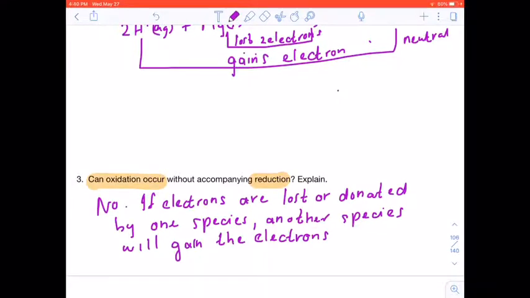You will hear the term in grade 11, oxidation, what it means, and reduction, what it means. So it's redox, reduction, oxidation, right? Oxidation is the loss of electrons and reduction is a gain of electrons.